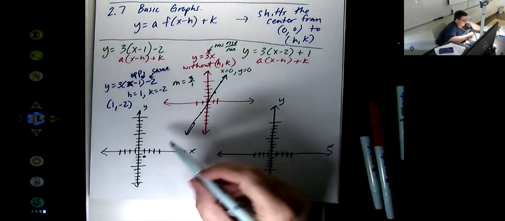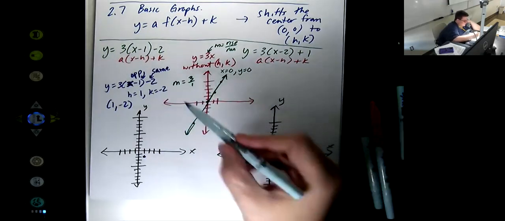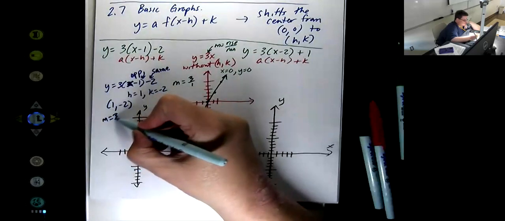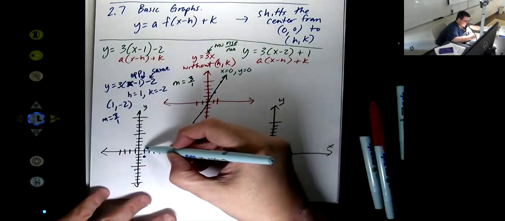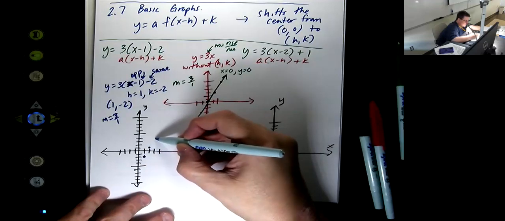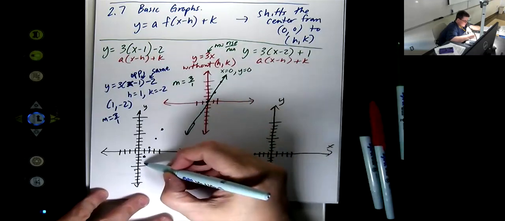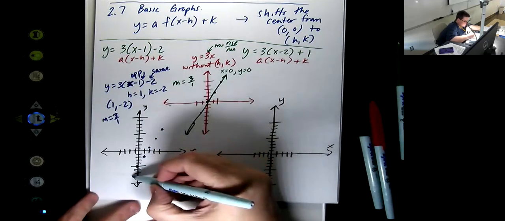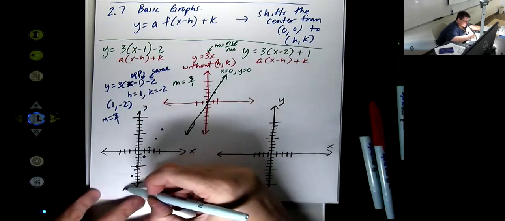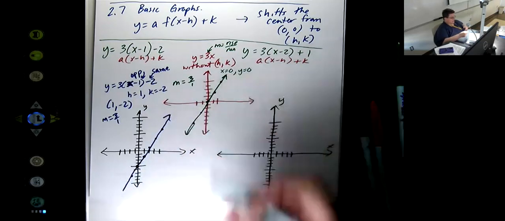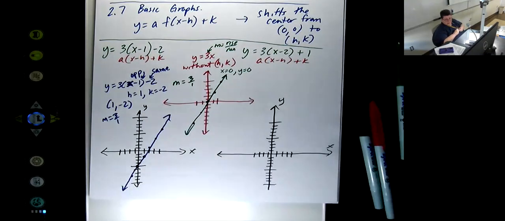Then we're going to do our rise over run here, using m equals 3 over 1. So up 3, right 1, up 3, right 1, and go down 3 and left 1. Pause before I do the other line. The key here was to start at (1, -2) rather than (0, 0), treating it like our vertex or center.